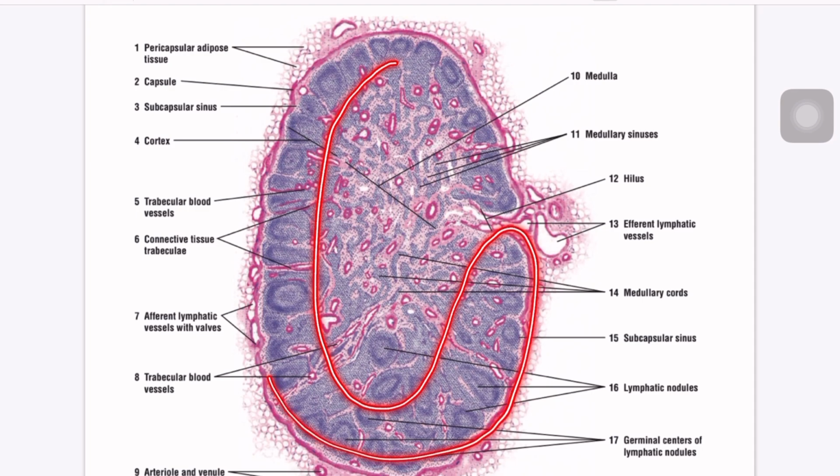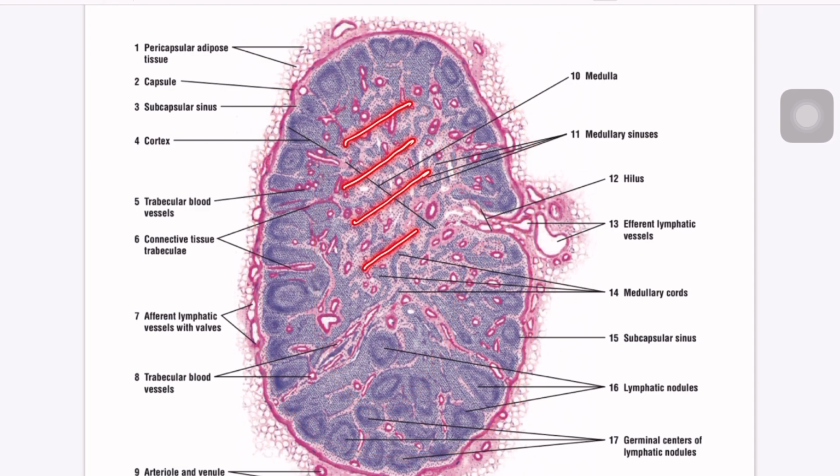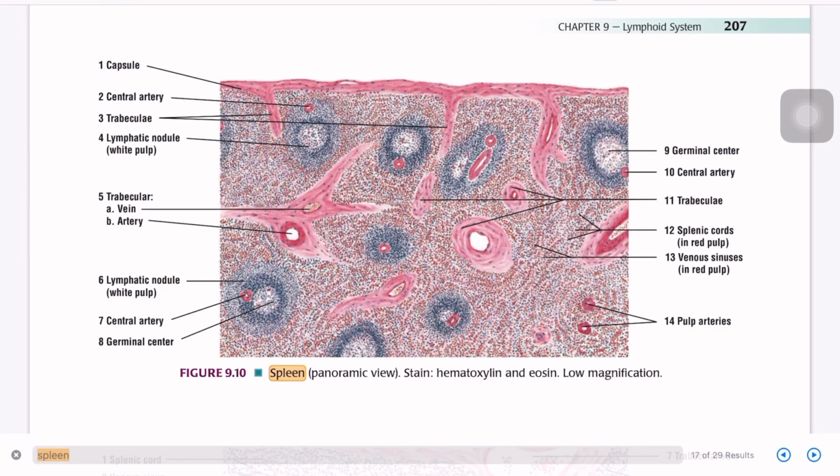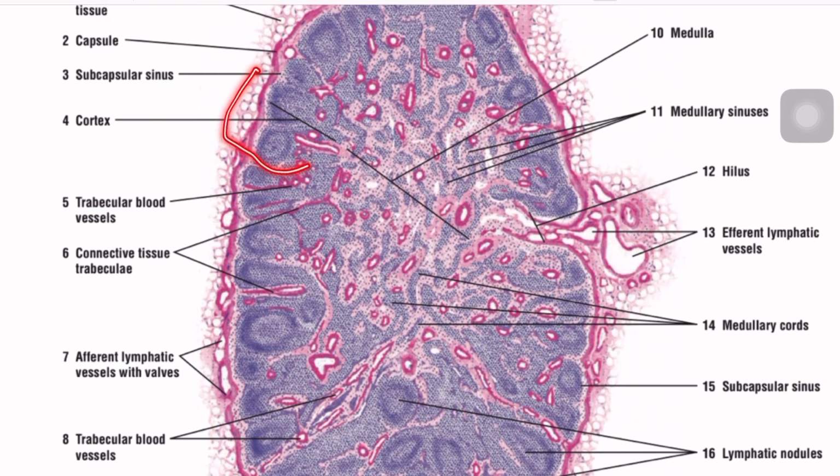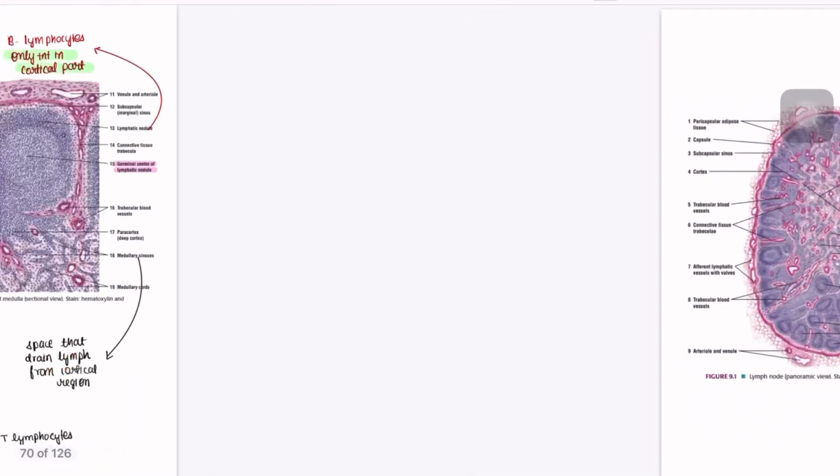Lymphatic nodules are only confined to the cortical region in case of lymph node. There are no lymphatic nodules present in the medullary region. Whereas if you compare it with spleen, the lymphatic nodules are spread throughout and not just confined to the cortical region. Now we'll look at the lymph node closely, taking this section.